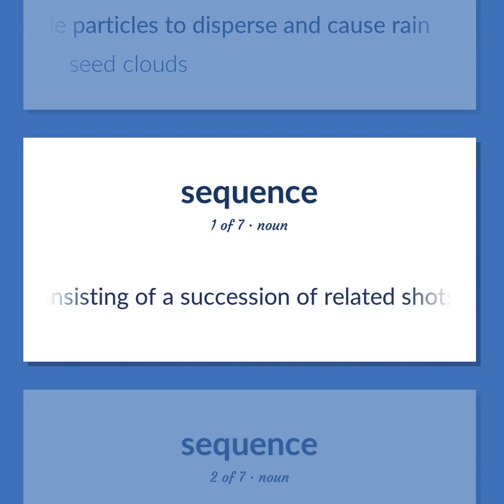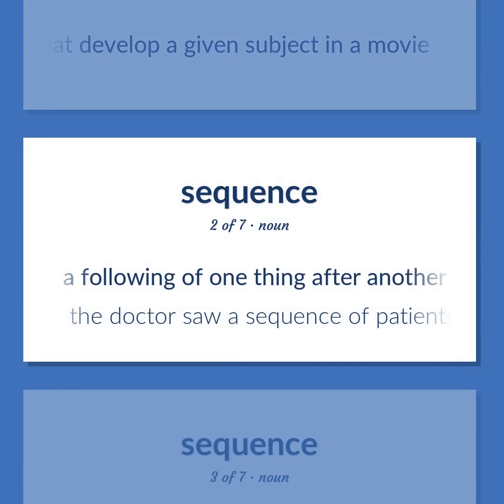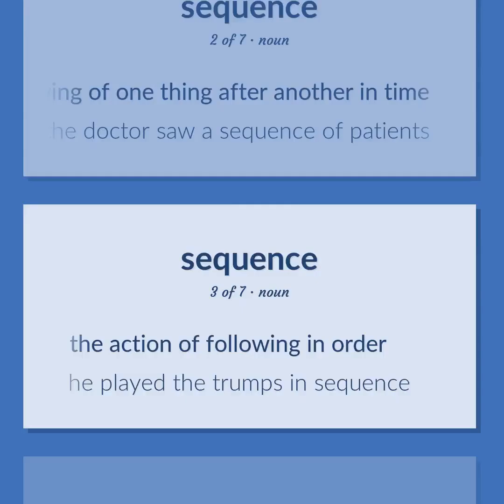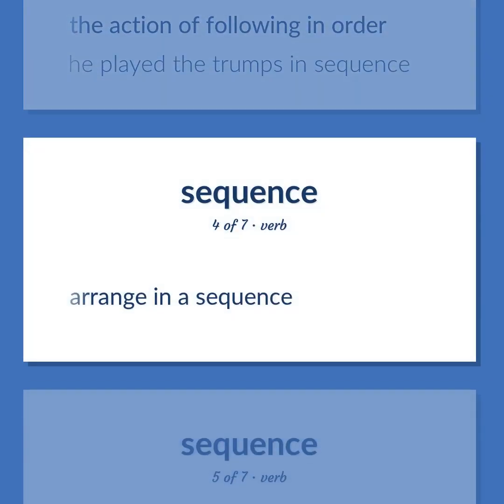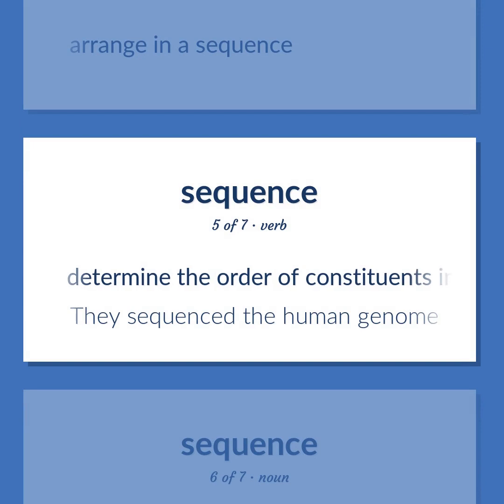Film consisting of a succession of related shots that develop a given subject in a movie. A following of one thing after another in time. The doctor saw a sequence of patients. The action of following in order. He played the trumps in sequence. Arrange in a sequence. Determine the order of constituents in. They sequenced the human genome.